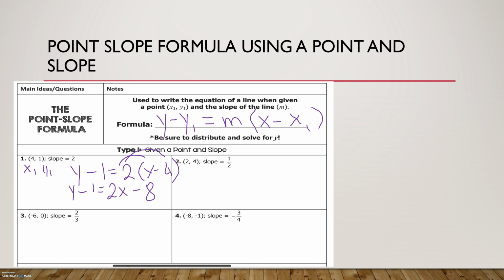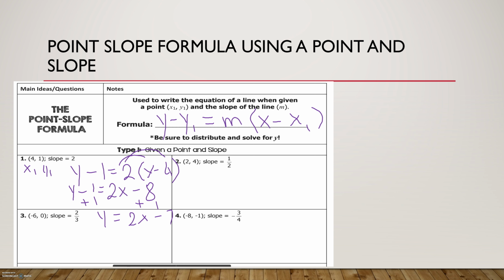And now my last step is basically just add 1 to both sides, because what you want to do is get y by itself. So y equals 2x minus 7, because negative 8 plus 1 is negative 7.